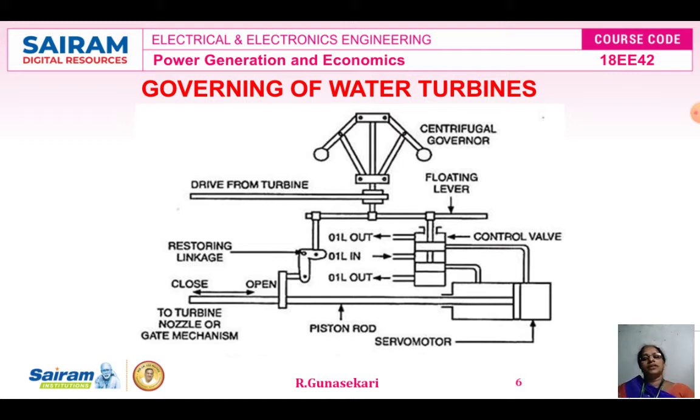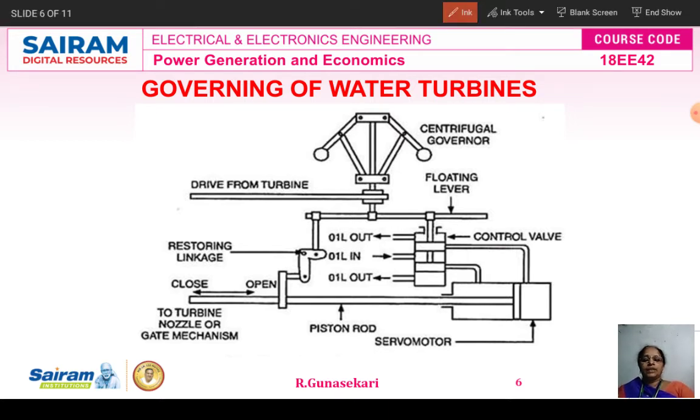The next topic is the governing of water turbine. It is a very important topic. From the schematic diagram of governing of water turbine, we have to study the operation of the water turbine. Now you see the diagram. The diagram consists of the nozzle mechanism, piston rod, servo motor, control valve, floating lever, drive from turbine, centrifugal governor, and restoring linkage. These are the components used in the schematic diagram of governing of water turbine.